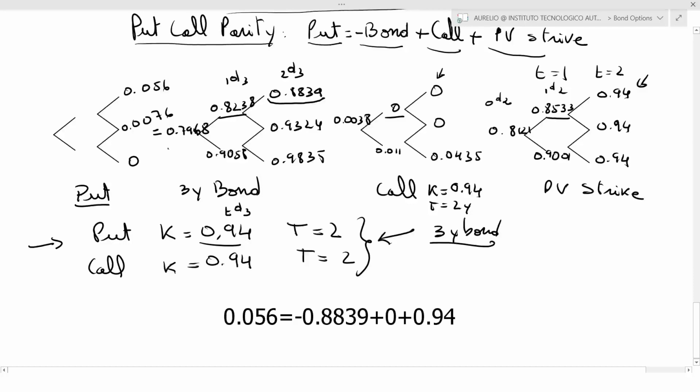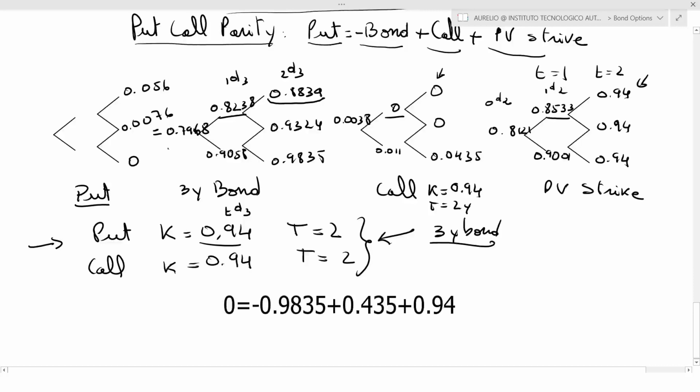So the 0.056, it's going to be minus the bond plus the call plus the PV of the strike. The 0.076, it's going to be minus 0.9324 plus 0 plus 0.94. And finally, this one is going to be equal to 0. We do the same for the other nodes.